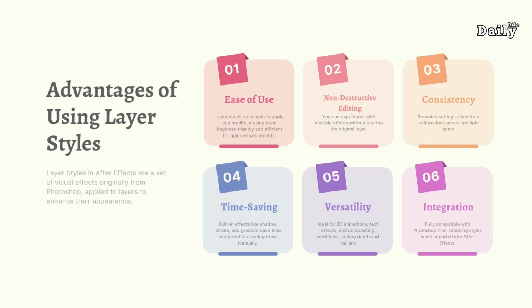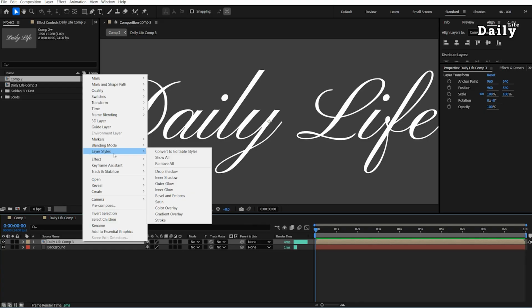Time saving. Built-in effects like shadow, stroke, and gradient save time compared to creating these manually. Versatility. Ideal for 2D animations, text effects, and compositing workflows, adding depth and realism. Integration. Fully compatible with Photoshop files, retaining styles when imported into After Effects. Now let's apply these techniques to our project.